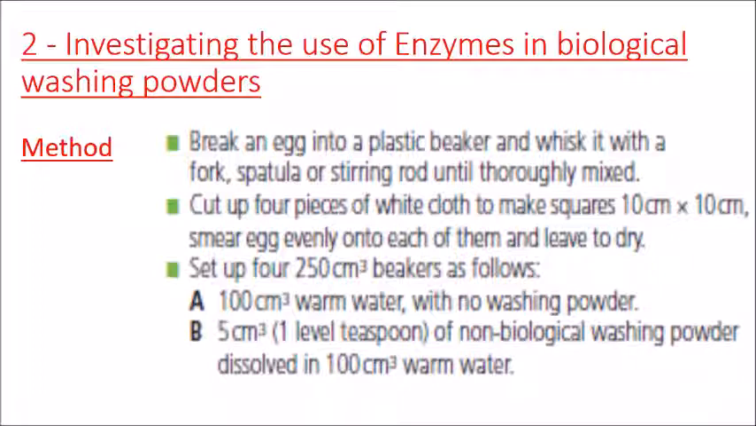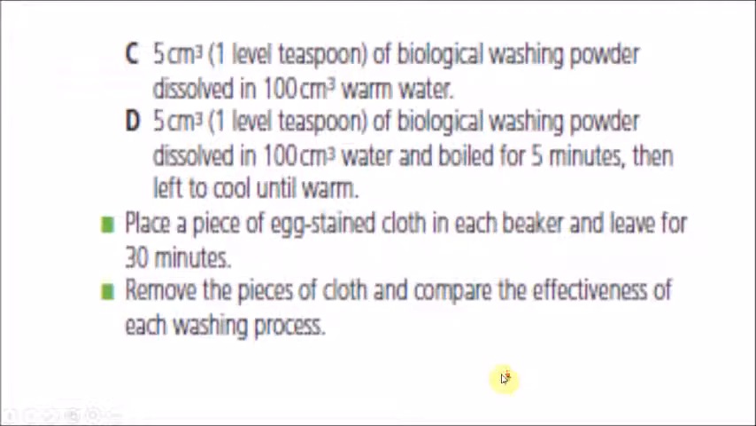Beaker A is going to have warm water in it, which is good, we like warm water, but it's going to have no washing powder. The next beaker is going to have the same setup, but instead of no washing powder, it's got washing powder. This washing powder is non-biological, which means no enzymes, so it's just the washing powder, and again it's in warm water. C has got the biological washing powder, this is the good one, and it's got the warm water, and then D has got the biological washing powder again, exactly the same, but it's been boiled for 5 minutes.